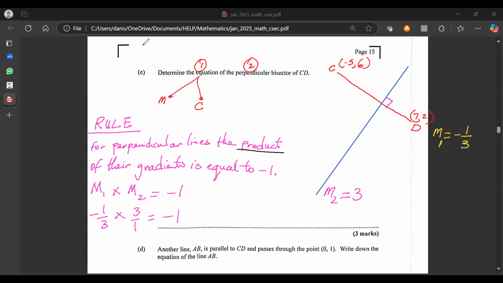What's the gradient, Vian? Vian, tell her, what is the gradient? Vian, can you open your mic? What is the gradient of the other line, Vian? No, I know when people are paying attention.